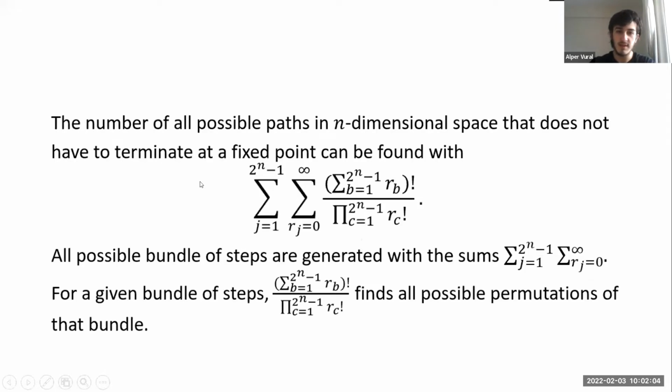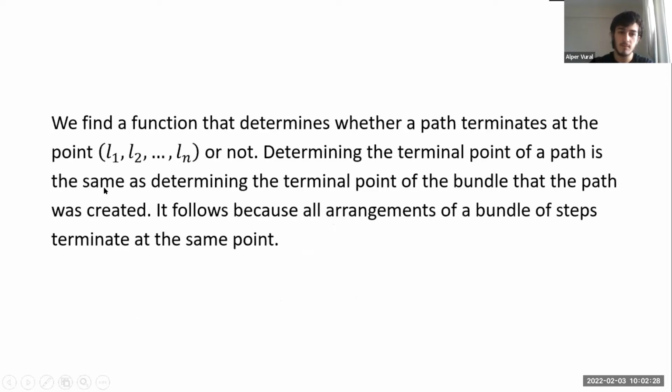The number of all possible paths in n-dimensional space that doesn't have to terminate at a fixed point can be found with the following formula. All possible bundles of steps are generated with these first two sums. And for a given bundle of steps, this second sum and this product find all possible permutations of that bundle. We find a function that determines whether a path terminates at the point L1, L2, ..., Ln, the point that we want to go to. Determining the terminal point of a path is the same as determining the terminal point of the bundle that the path was created from. It follows because all arrangements of a bundle of steps terminate at the same point.